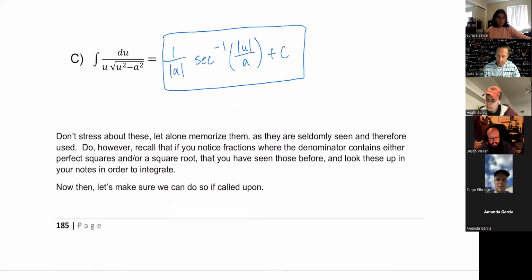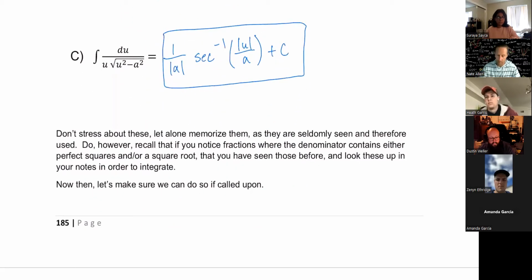All right. So again, that's it. Don't worry about memorizing these. If you do, more power to you. You got a quicker way to get to the end where others are going to have to look them up.